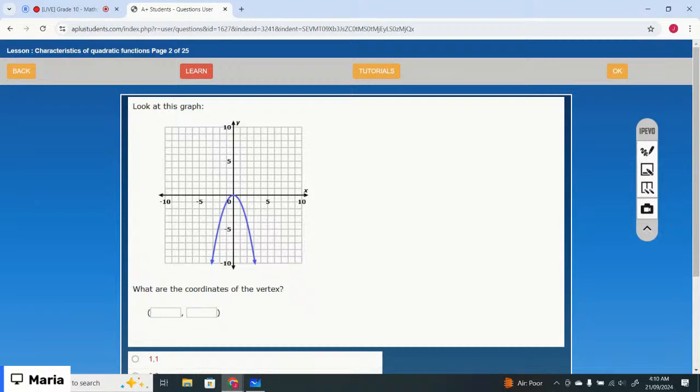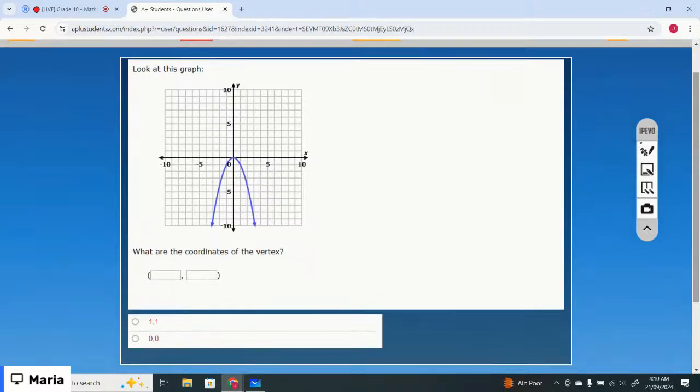Look at this graph. What are the coordinates of the vertex? Here is the point. The vertex is the maximum or minimum point of the parabola. So the minimum point of this parabola is at the origin, that is 0 and 0. Option number 2 is the correct option. The correct option is 0, 0.